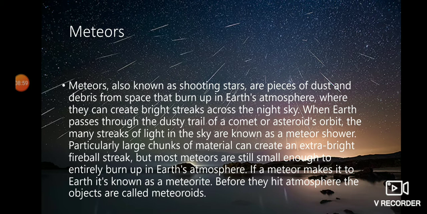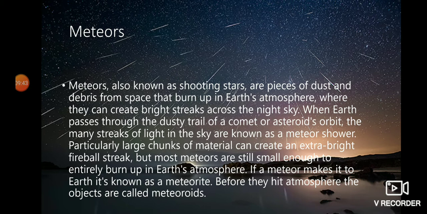Particularly large chunks of material can create an extra bright fireball streak, but most meteors are small enough to burn up entirely in Earth's atmosphere. Some meteors are large in size, do not burn up totally, and fall on the Earth's surface and make a big hole or crater. Such craters can be seen on the surface of the moon. Because of the absence of an atmosphere, there is no chance of those meteors burning up, so big craters are formed on the surface of the moon.